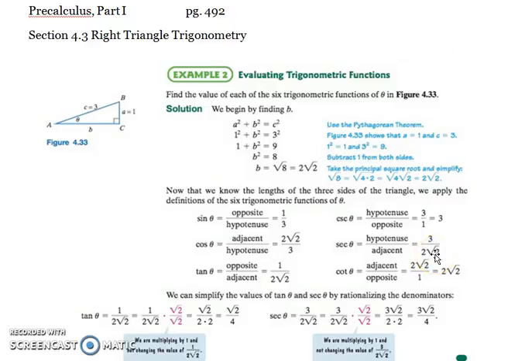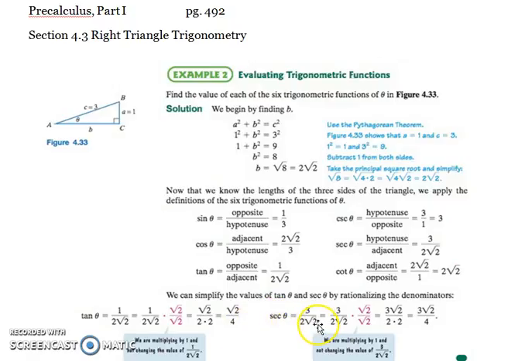The problem is we can't leave it like that, and I'm not sure why they did. So you have to multiply the top and bottom here by square root of 2. Remember that as long as you multiply the top and bottom by the same thing, you're really multiplying by 1, so you're not changing anything. So if we multiply top and bottom by square root of 2, this really becomes 3 square root of 2 over 4. And again, I'm not sure why they didn't do that. Oh, here it is, down here, sorry.